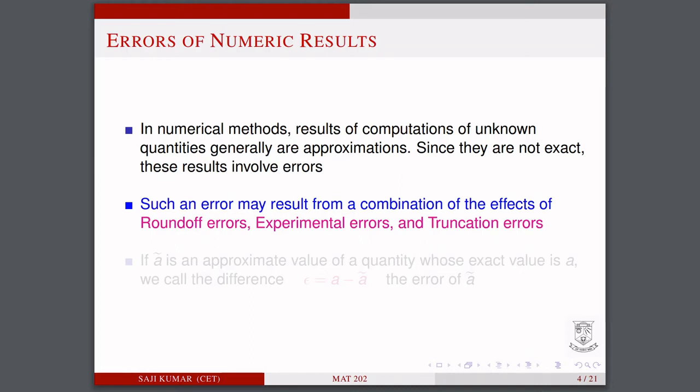Experimental errors involve measurement errors that occur in the stage of collection of data for computation. If you are cutting the infinite series Taylor expansion after some finite number of terms, such errors are called truncation errors. For example, here is the Taylor series expansion. e^x is equal to 1 plus x by 1 factorial plus x squared by 2 factorial plus x cubed by 3 factorial plus etc.